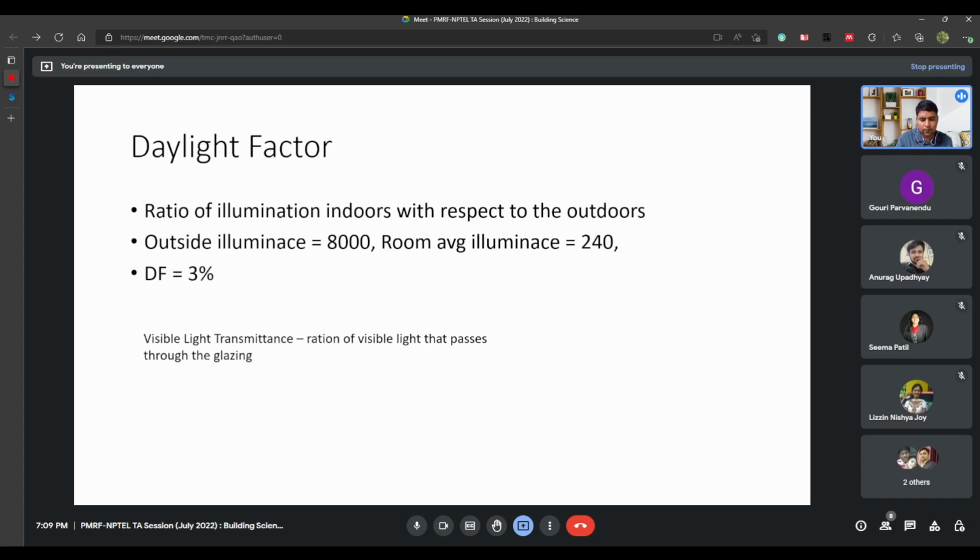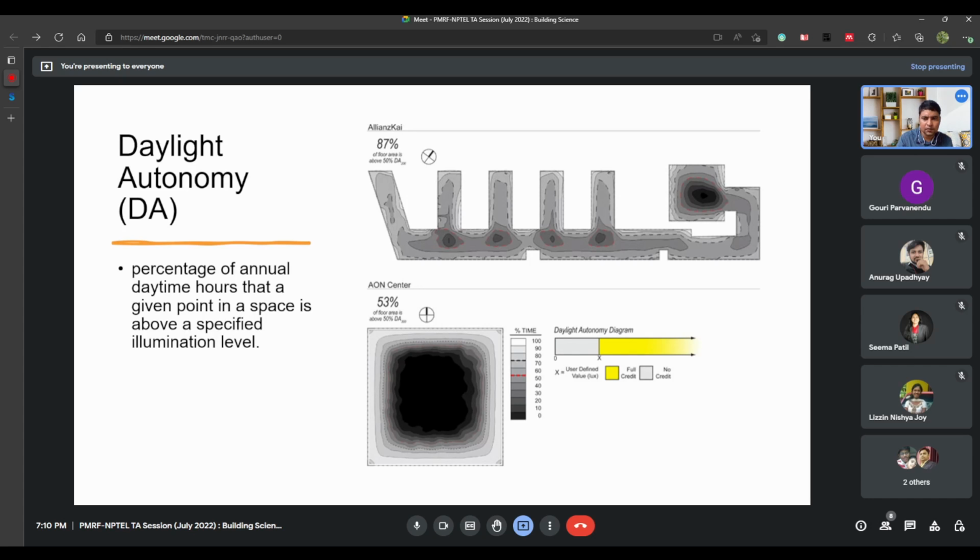Till now, what is covered comes under the subject, and I want to talk about two different concepts which are not covered in the subject, but it's useful for you to measure the whole overall space. These are some numbers that you can utilize to judge whether that place is well lit or not. One thing is daylight autonomy. It is the percentage of annual daytime hours that a given point in a space is above a specific illumination level. And it's basically measured in percentage.